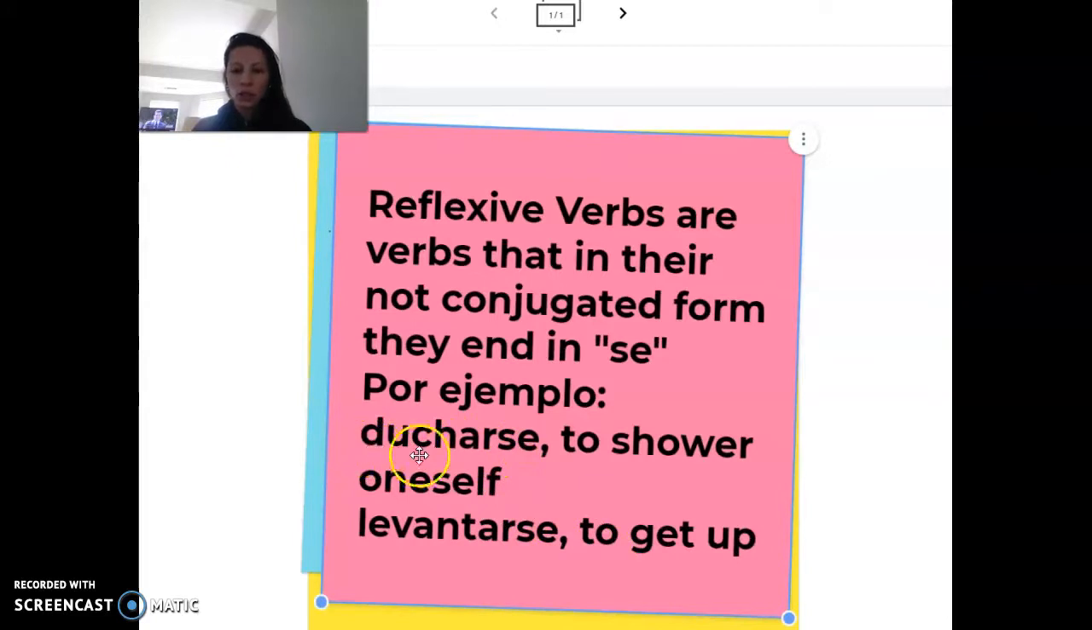So if you look at the word duchar, it's in AR, it's a non-conjugated verb, and then it adds se. The se means that you do it to yourself, right? If you were showering your doll, you wouldn't say ducharse. It would not have the se because it's not being done to oneself.